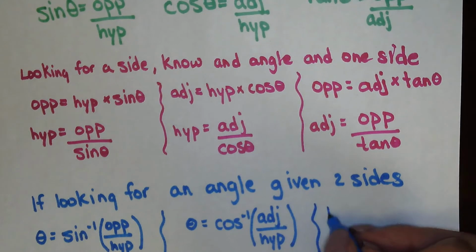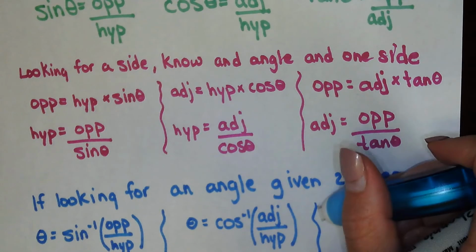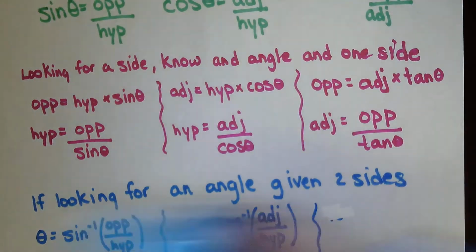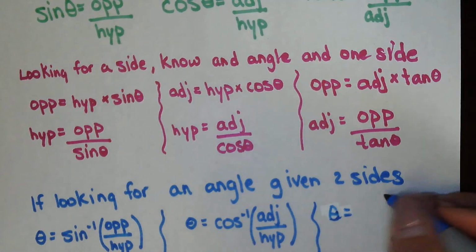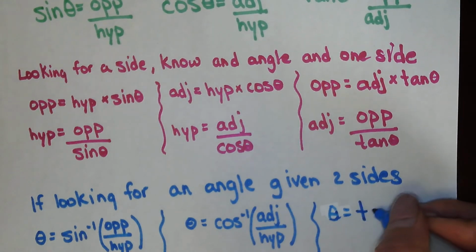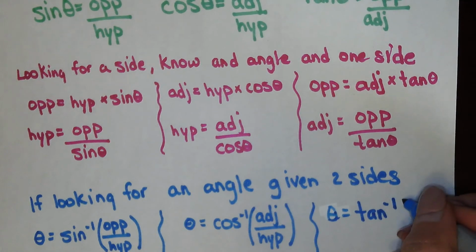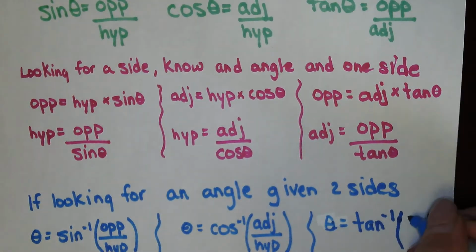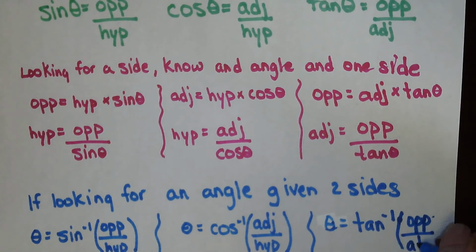Okay, and lastly, I already just made a mistake, but I don't edit videos, so we're just going to go over that. So theta, we're going to go tan inverse is opposite over adjacent.